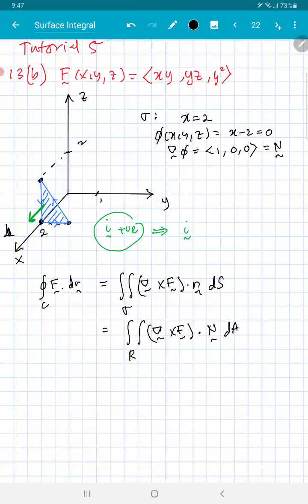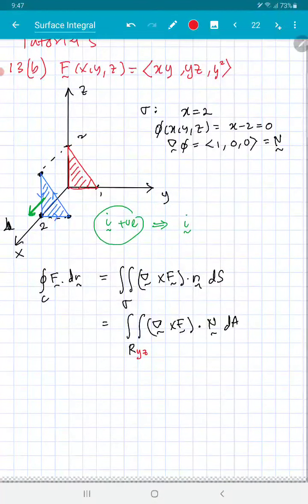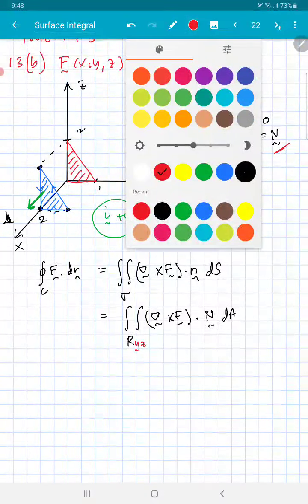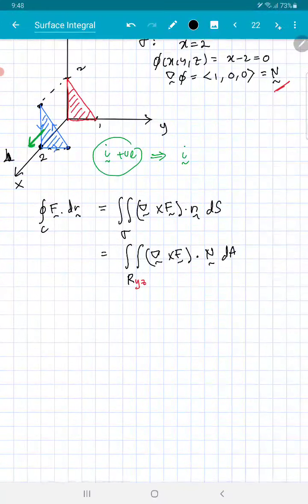Okay, since our surface is given as x as a function of y and z, in this case x is equal to a constant, so we need to project this onto the yz plane, and you can see that we have a triangle. So this is the projection of your open surface sigma onto the yz plane. Now we need to get del cross F because we already have the normal vector. So del cross F is the curl of F. Okay, let's evaluate that.